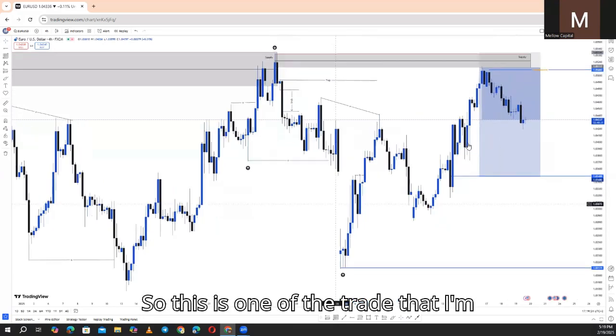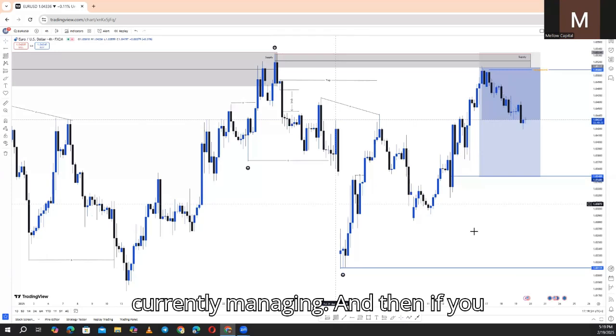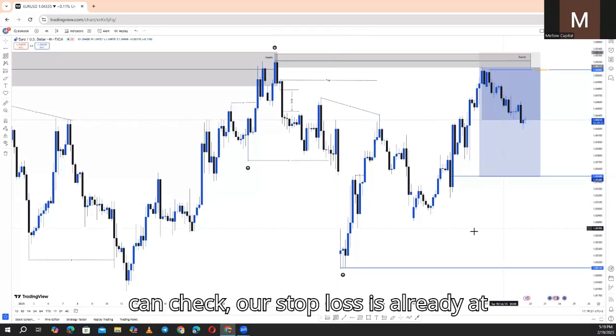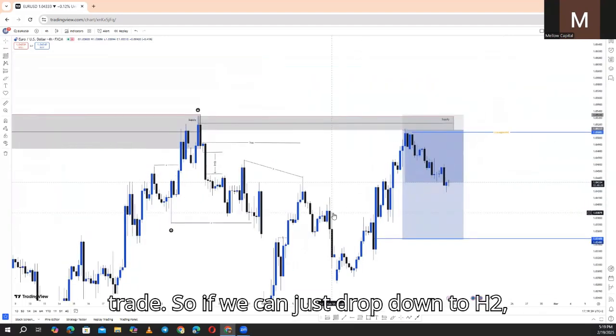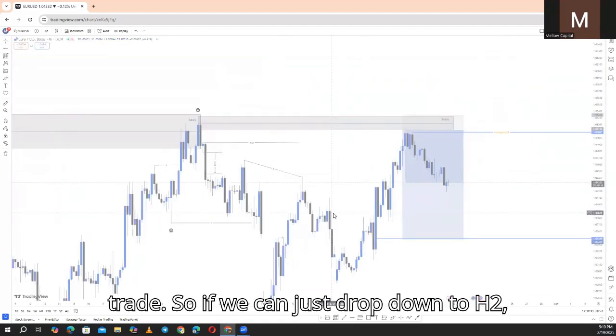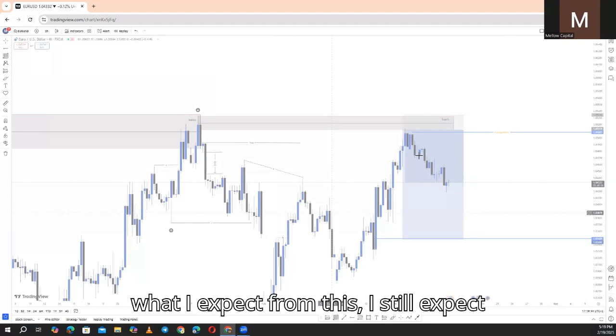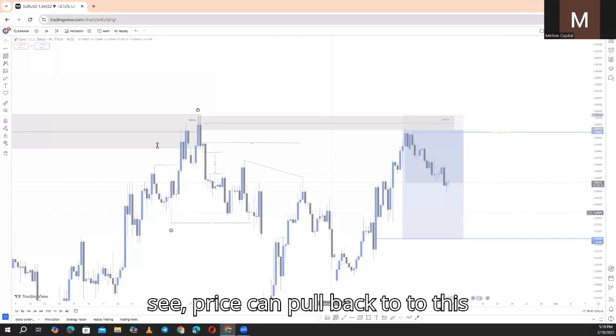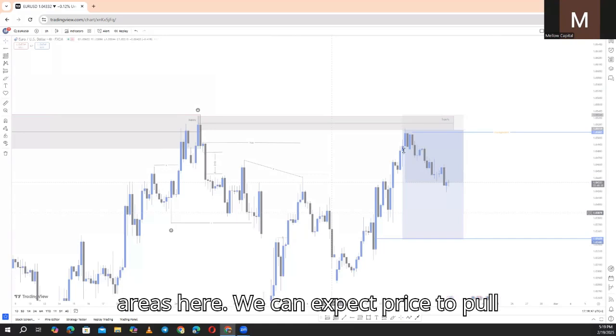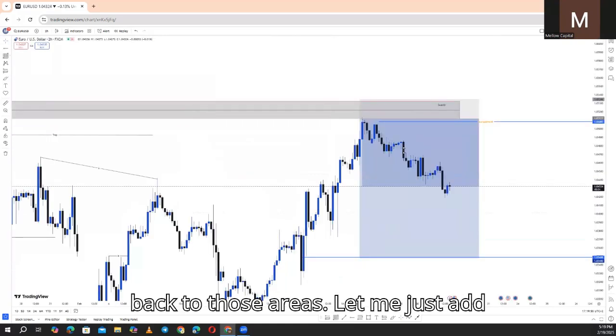So this is one of the trades that I'm currently managing. And if you can check, our stop loss is already at break even. We're running a risk-free trade. If you can just drop down to H2, what I expect from this, I still expect price to drop, but as you guys can see, price can pull back to these areas here.